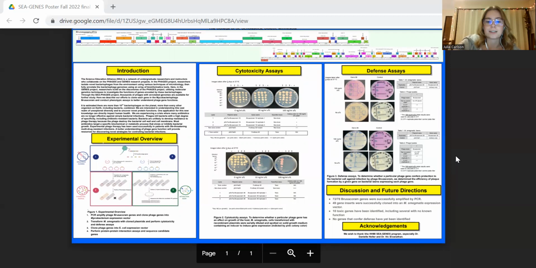With the cytotoxicity and defense assay results, we were able to find that 18 of the genes were toxic, including some that had no known functions, and none of the genes were identified to have conferred defense. Going forward, more work will be done to figure out the function of the unknown genes and find methods of conferring defense better.